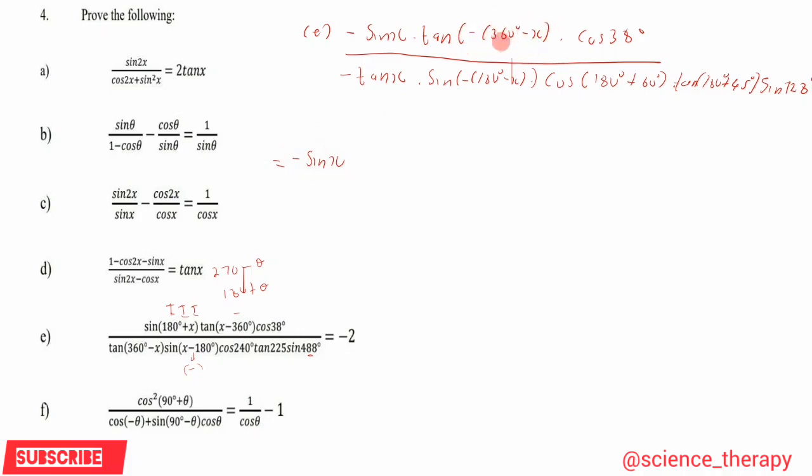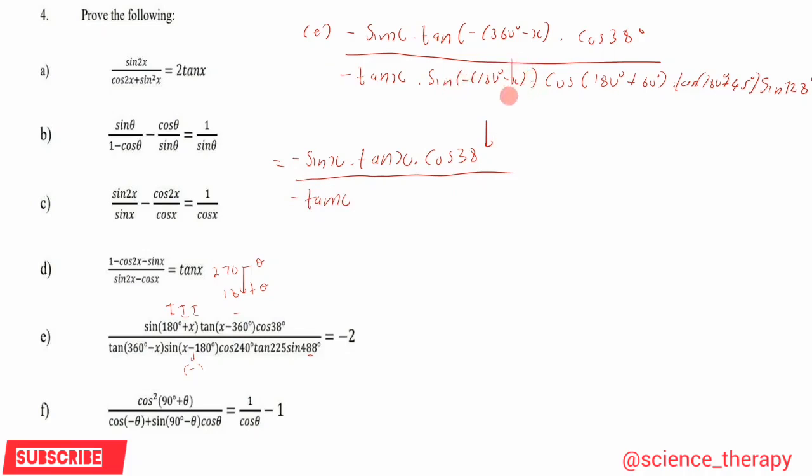Then here we have negative sine x, and then tan of a negative angle is negative, but tan is in the fourth quadrant where it is also negative. So that negative and negative will give us a positive. So we have tan x, and then cos 38. Let's just write this cos 38 and then see where we get with that one. Then we have this negative tan x here.